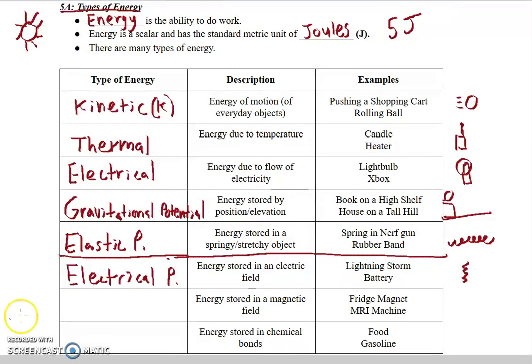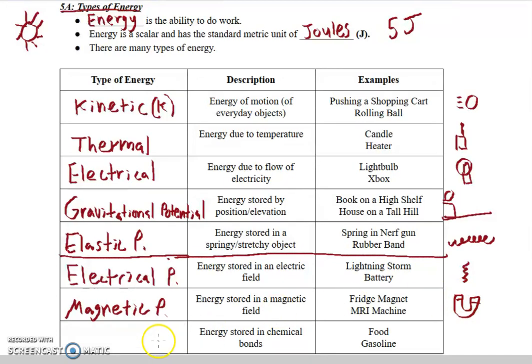The next type is kind of similar to that, is magnetic. Magnetic P. Magnetic potential energy. That's energy stored in a magnetic field, like a fridge magnet, MRI machine. I'm going to draw a horseshoe magnet. So it's basically energy stored in the magnetic field that objects create that could later be released.